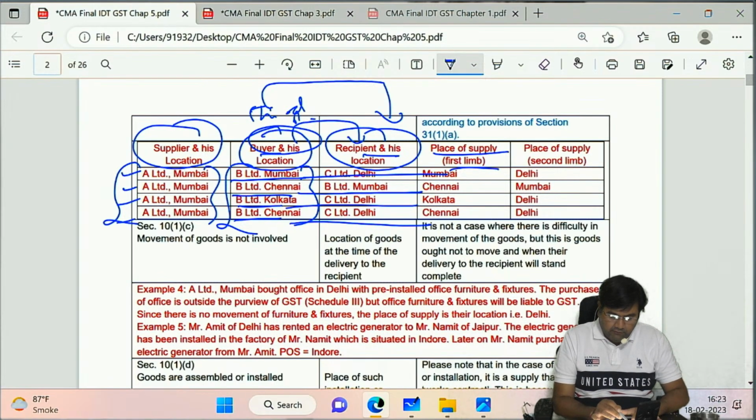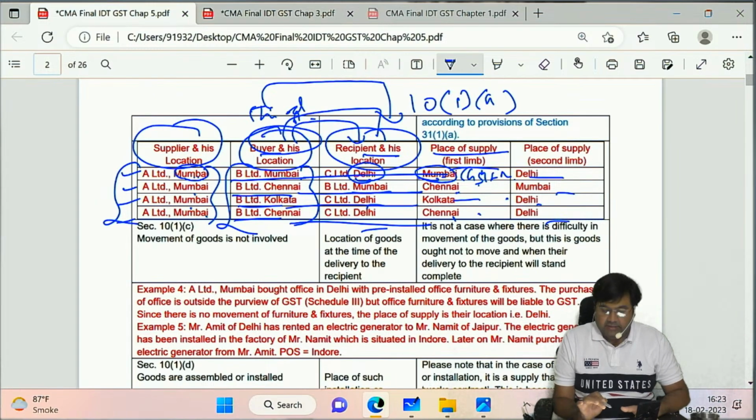And which tax are we going to levy? Mumbai to Mumbai: location of supplier is Mumbai, place of supply is Mumbai, so CGST plus Maharashtra SGST. Mumbai to Chennai, interstate, IGST. Mumbai to Kolkata, interstate, IGST. Mumbai to Chennai, interstate, IGST. For the second limb, we are going to apply section 10 subsection 1 clause A, where the goods delivery terminates. So Delhi is the place of supply: Mumbai, place of supply Delhi; Delhi; Delhi. Okay. So Mumbai to Delhi, Chennai to Delhi, Kolkata to Delhi and Chennai to Delhi. Okay.